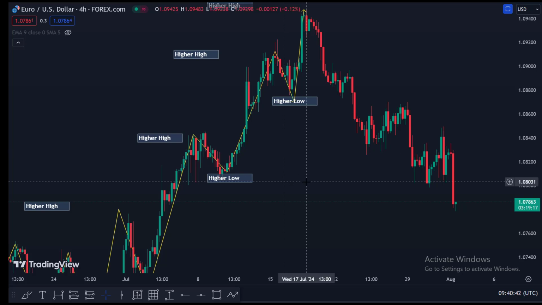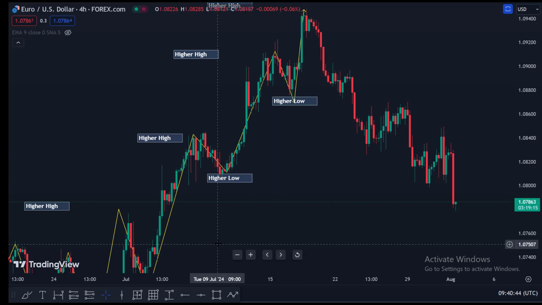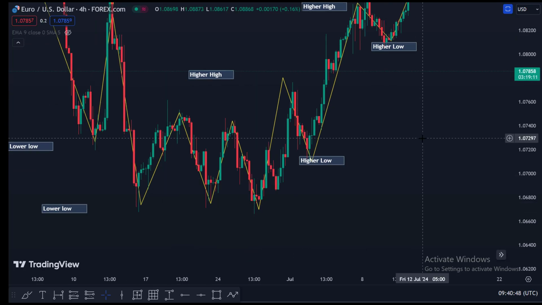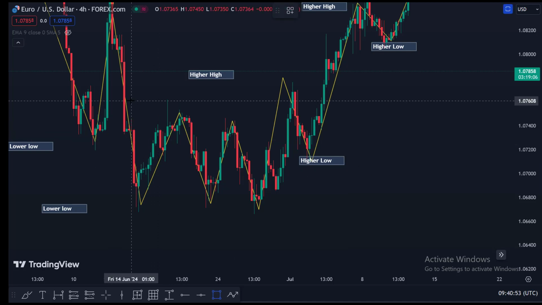You understand? So this is just about uptrend and downtrend. If you have any question, you can choose to let me know. Let me look at it. So this is also a ranging market.